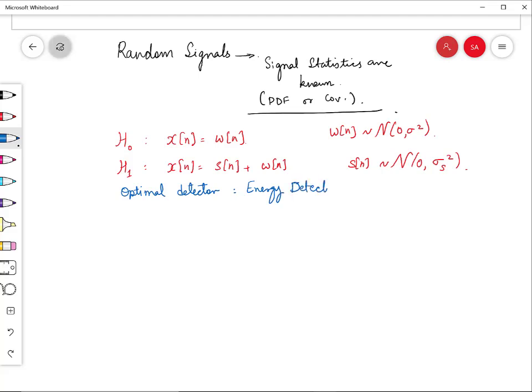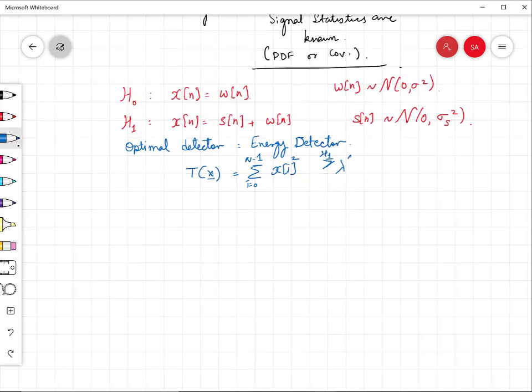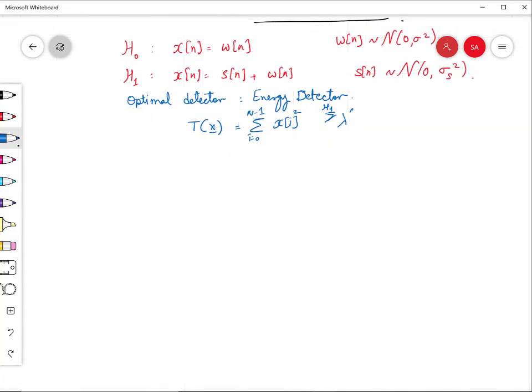It meant that our test statistic T of x bar is equal to the summation, i goes from 0 to capital N minus 1, of xi square. If it is greater than some lambda dash, then we choose hypothesis H1 and so on. This is what we discussed in the last lecture.